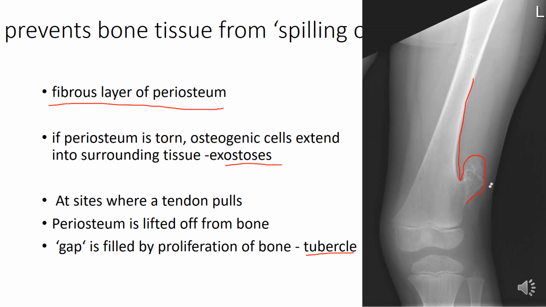Tubercles form at sites where a tendon pulls, and when the tendon pulls, periosteum is lifted off from the bone, leading to a gap formation which is filled by the proliferation of bone, leading to tubercle formation. So these are the four functions of periosteum. It acts as a medium by which the tendons, muscles and ligaments attach to the bone. It provides osteoprogenitor cells. It has nutritive function because of the blood vessels entering from periosteum into the bone. It prevents bone tissue from spilling out.